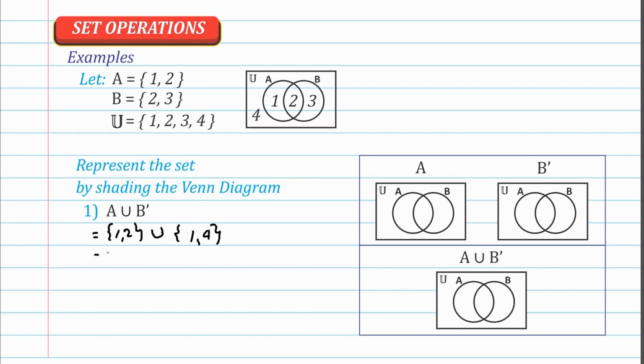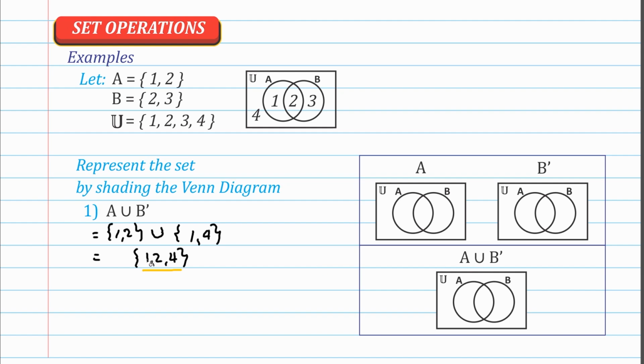And finally, let's get their union. Union means to combine. So combining 1, 2 and 1, 4, increasing order, we have 1 followed by 2. I-combine mo sa 1, 4, wag uulitin si 1, 1, 2, 4. We have the elements of A union B prime. Now, if we use this as our basis to shade our Venn diagram and represent A union B prime, shade natin, A union B prime.